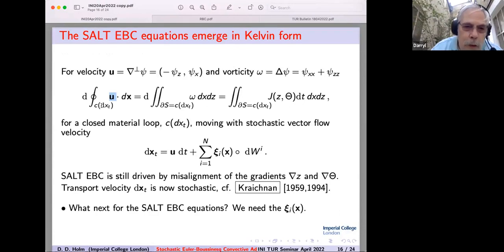And so the noise appears in the loop, and the loop is material. The loop is a loop of fluid parcels, which is moving around with the stochastic vector field. It's stochastic in time, but it's sufficiently smooth in space to generate a smooth invertible map for its characteristic curves. And that means that the loop will not come apart like a smoke ring. The loop will stay together. It'll stay as a material loop.